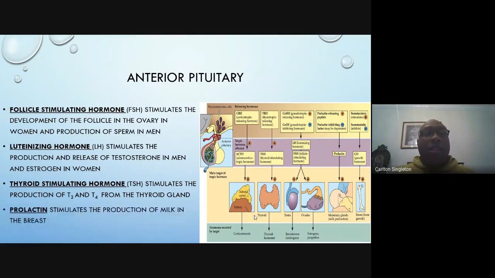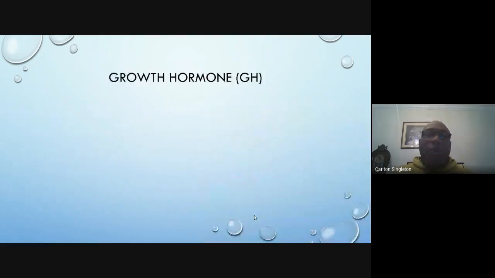Then we have prolactin, which stimulates the production of milk in the breast, and again, that's going to be controlled under the control of dopamine. That's going to block the release of that. Lastly, we have growth hormone, which is a little bit odd. We'll talk about that one really quickly.